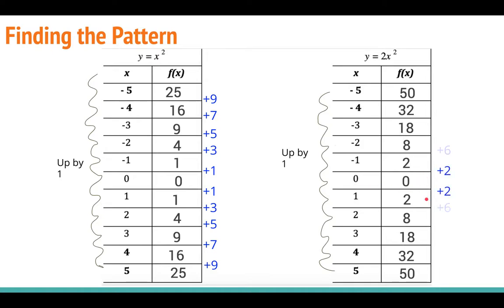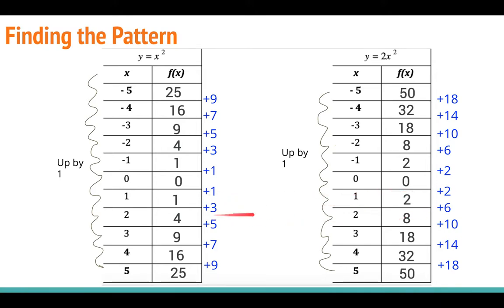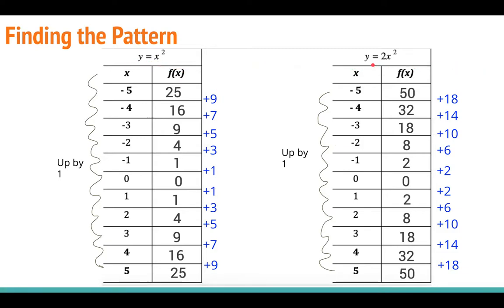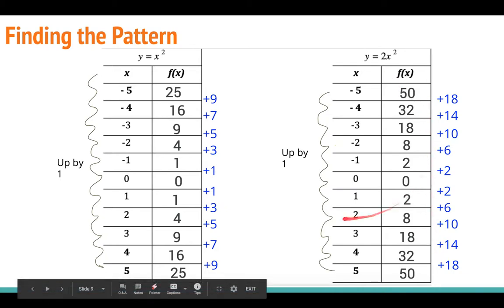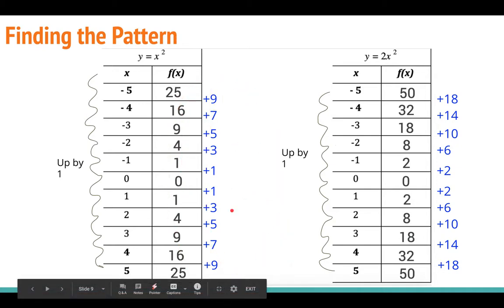0 to 2 is 2, 6, 10, 14, 18. So what I want you to notice is the relationship between these two columns. You'll notice that each time these numbers times 2 are these numbers. So the only difference between here and here is this a value. That a value affects this pattern. And for every quadratic, this pattern is consistent.